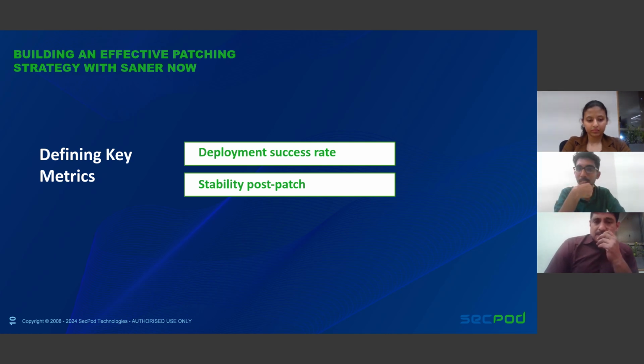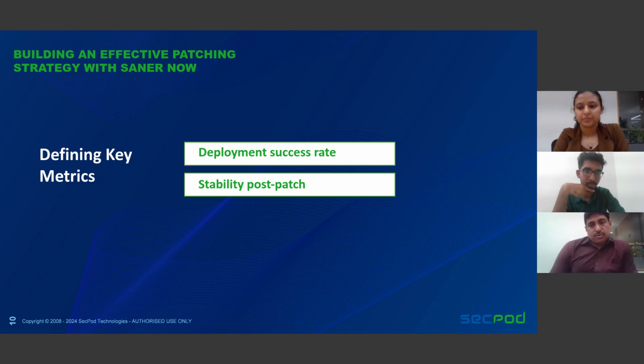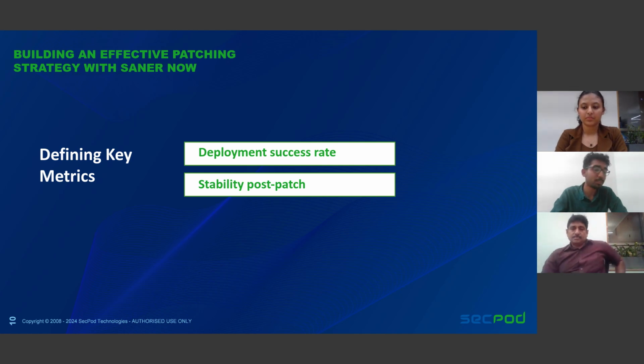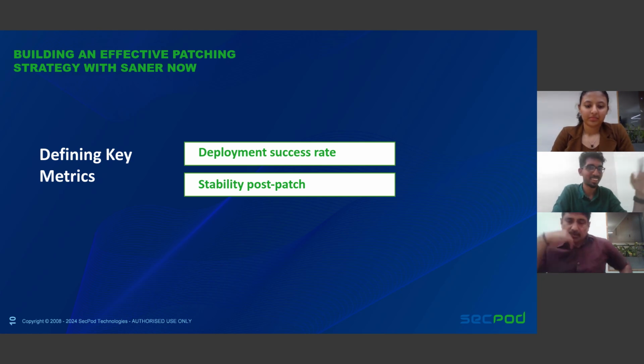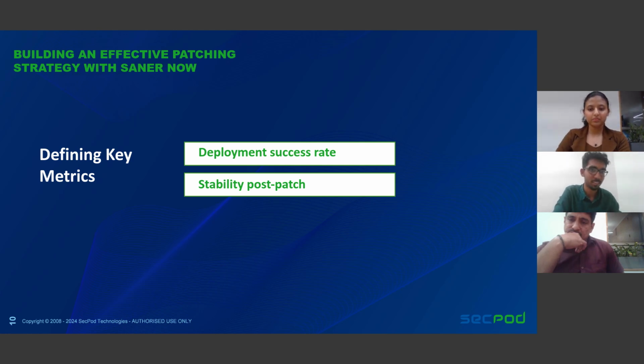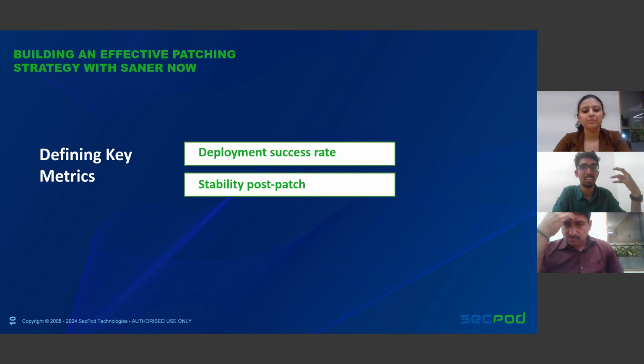So, Nigel, when we look at the second metric, stability post patch, this is about ensuring systems are running smoothly after the patch is applied, right, Nigel? Yeah, I would say so. A successful deployment doesn't mean much if the patch causes system instability, right? That's another ballgame altogether. This metric helps us track things like crashes, performance issues, or any interruptions that might occur post patch deployment.